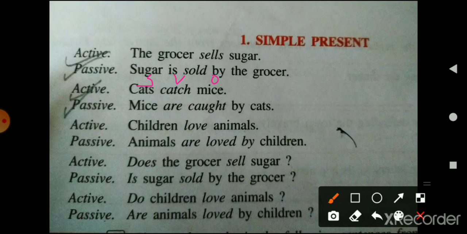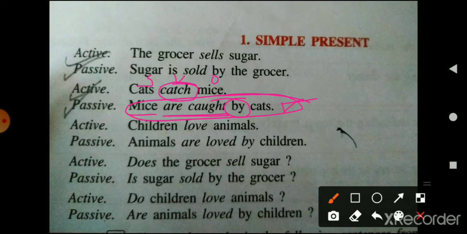Simple. Now to change it, we have to simply reverse the whole thing: object, then verb, and then the subject. So we have put the object first. After putting the object, we have to change the verb, and the rule for changing the verb is we have to write is, am, are accordingly, and the third form of the verb. That is also done here, and then we have to add by, and after this we have added the subject at the last.